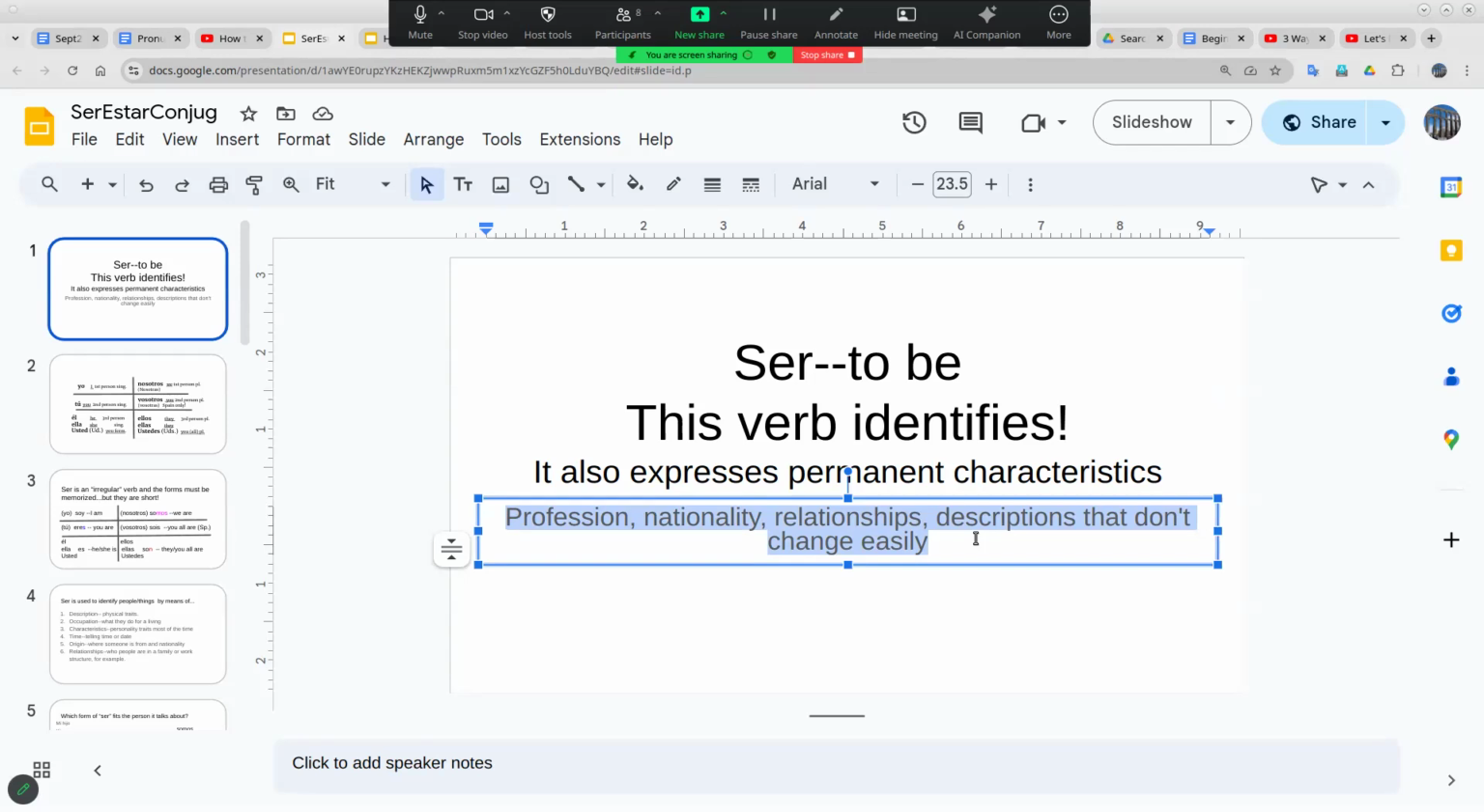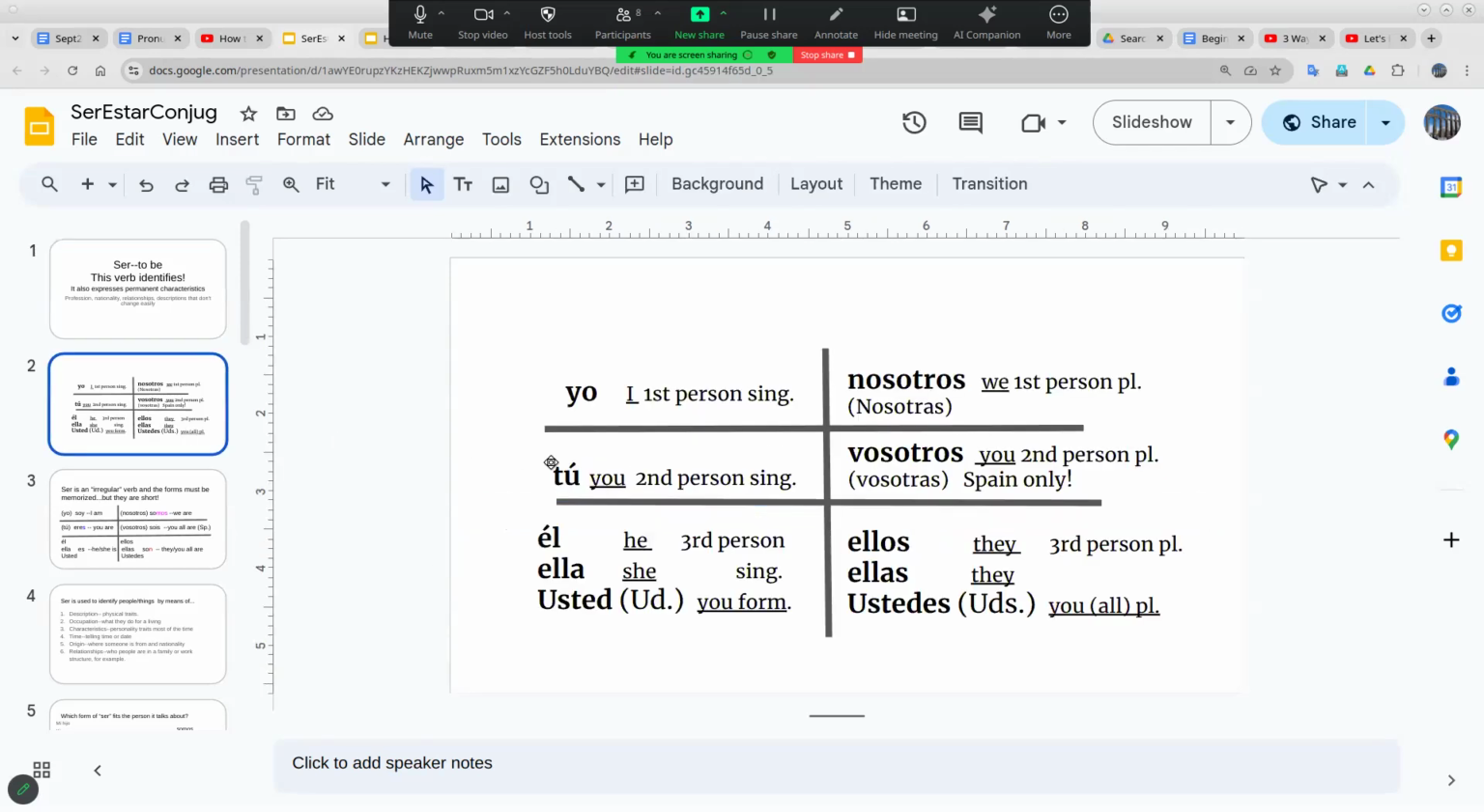Those are relationships. And descriptions that don't change easily, like your height, your hair color, even a personality trait: you're a nice person. You're not acting nice. You are a nice person most of the time. We use ser for those contexts. Okay, and ser is going to change into many different forms depending on who is the subject, meaning the human being you're talking about when you say am, is, are. That determines what form ser will take.